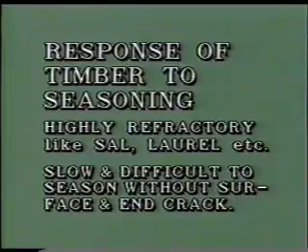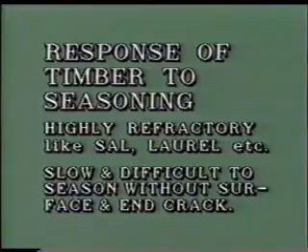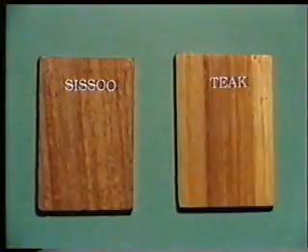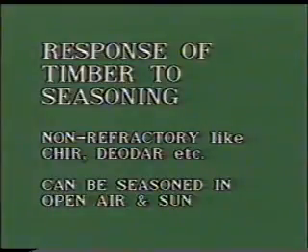Depending upon their seasoning behavior, timbers can be classified as highly refractory, like sal, laurel, etc., slow and difficult to season without surface and end cracks; moderately refractory, like sissu, teak, etc., easy to season with protection; and non-refractory, like chir, deodar, etc., which can be seasoned in open air and sun.